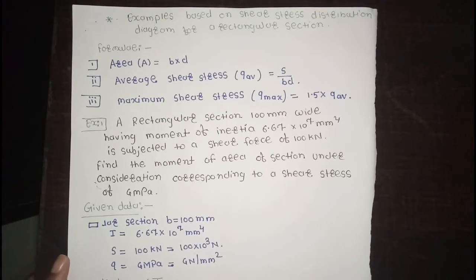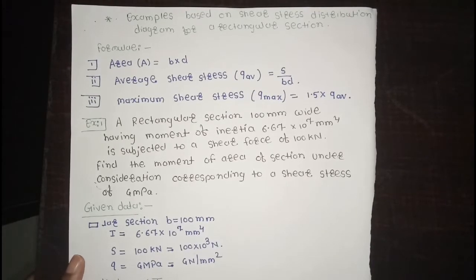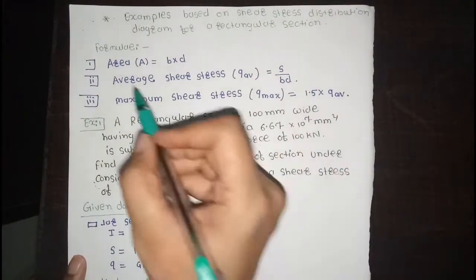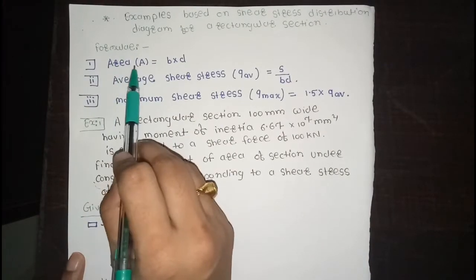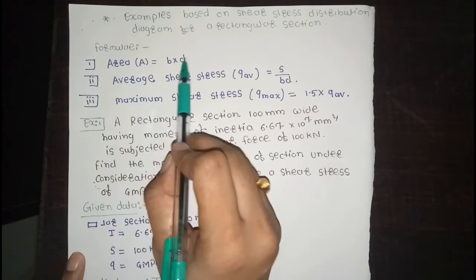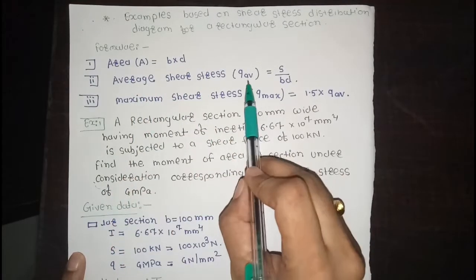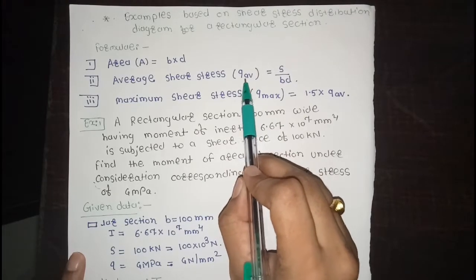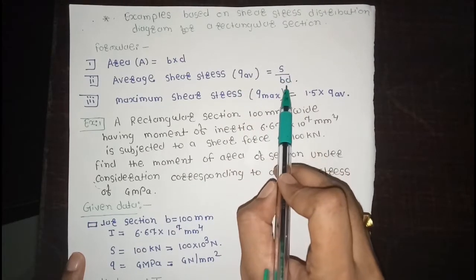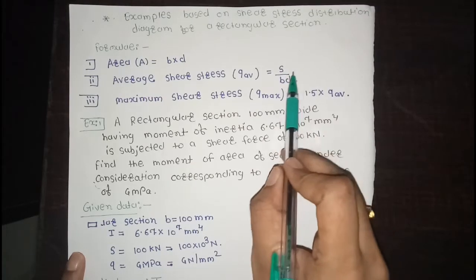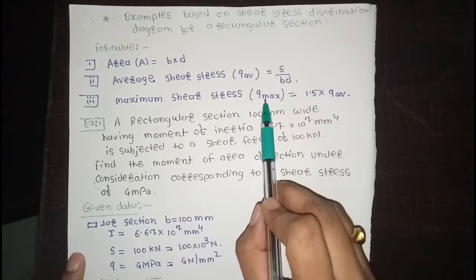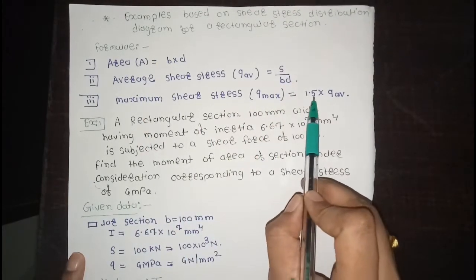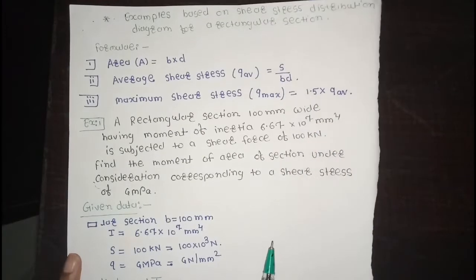Hello everyone. Today we will learn numericals based on the shear stress distribution diagram for a rectangular section. So first of all, formulas. First formula: area of rectangular section is B into D. Average shear stress, denoted by Q average, is equal to S by BD, where S means shear force and BD is the area. Maximum shear stress, therefore Q max, is equal to 1.5 into Q average.